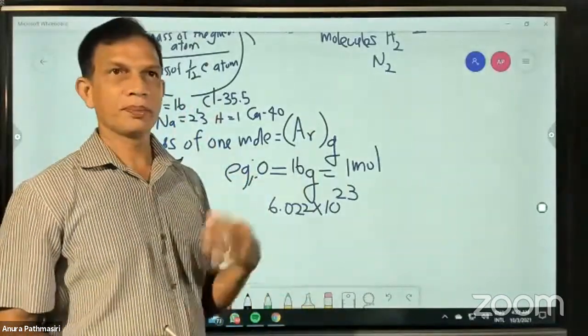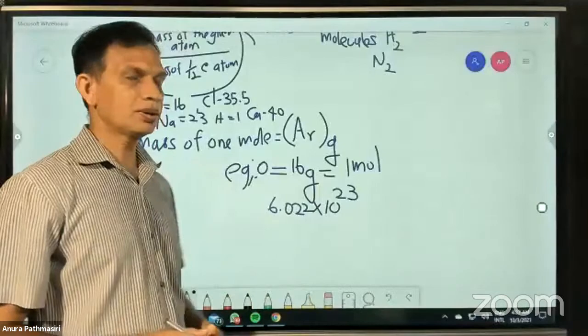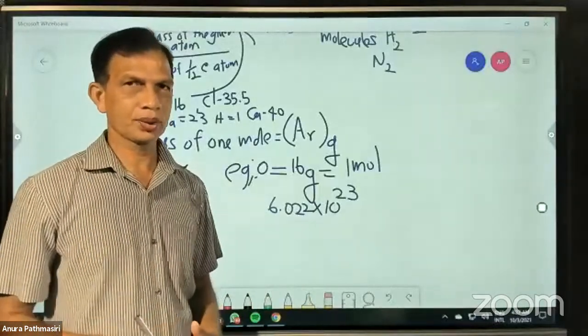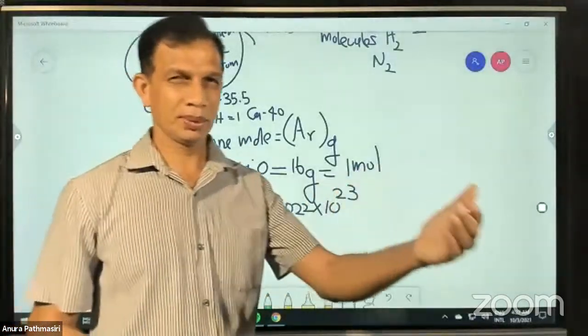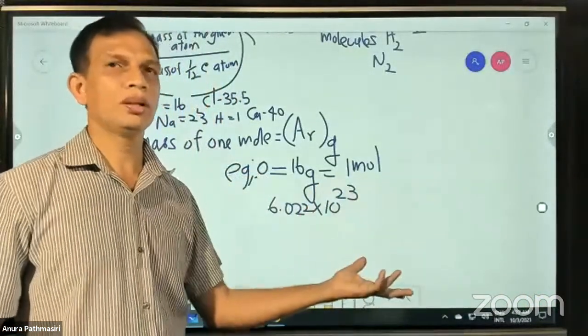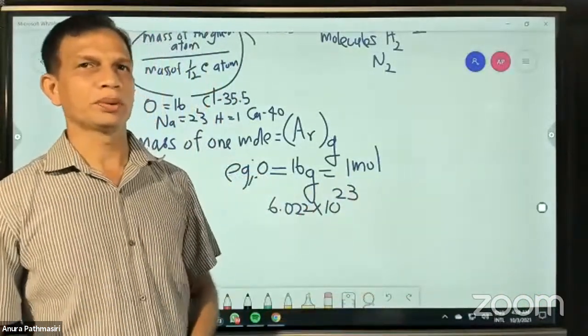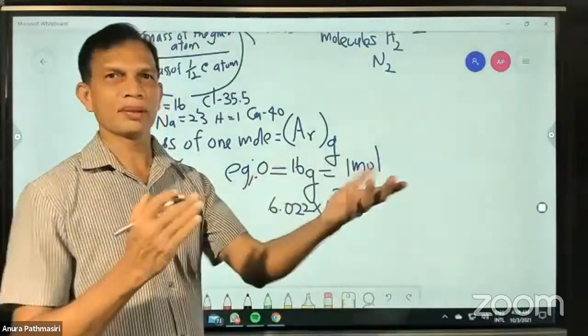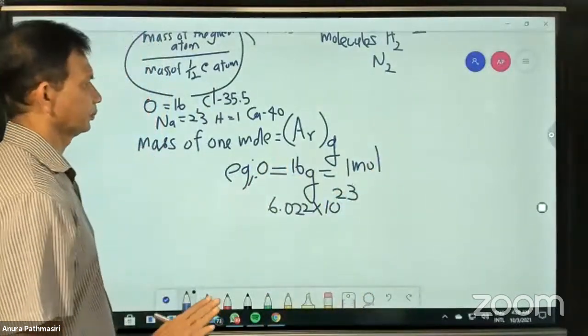The amount of the mass of a substance which has 6.022 times 10 to the power 23 atoms or molecules, there you have 1 mole. That's also in that way also we can express.